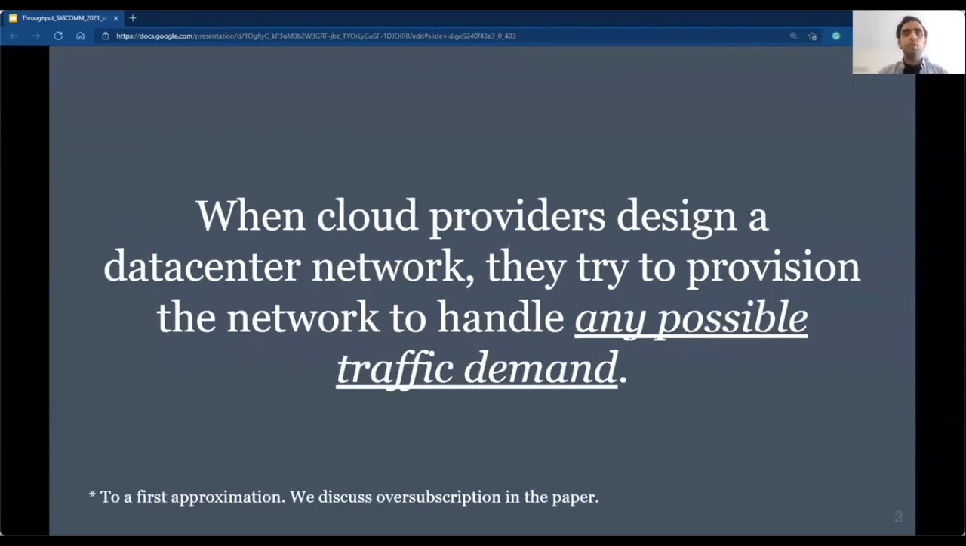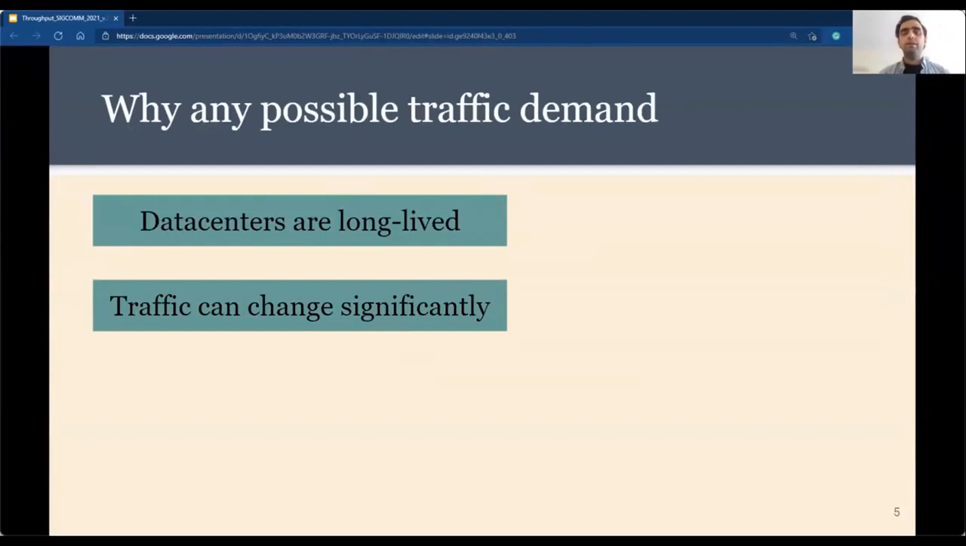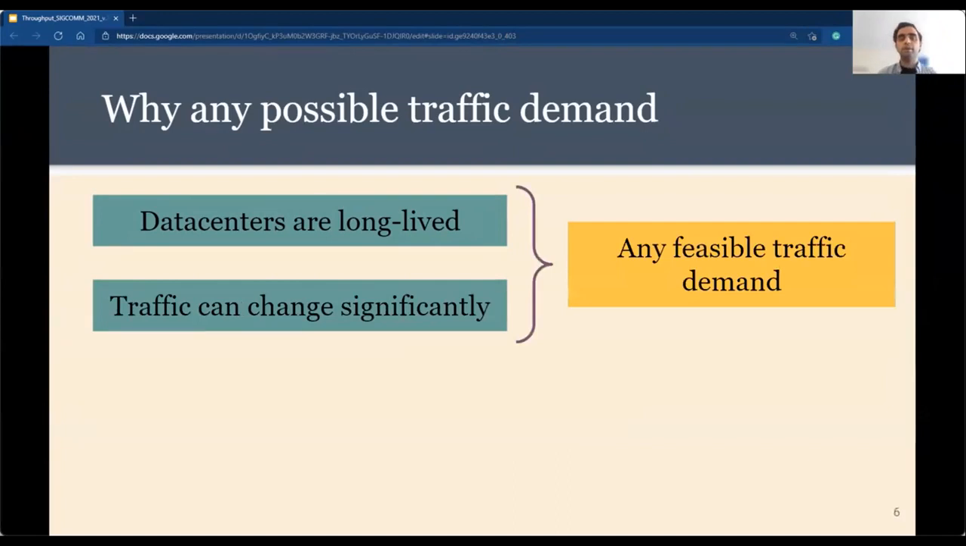Similarly, cloud providers want their data center network to handle any possible traffic demand. The main reason is that data centers usually work for several years, and during their life cycle, traffic can change significantly. So because it's hard to predict the traffic, ideally cloud providers want their data center to handle any traffic demand.